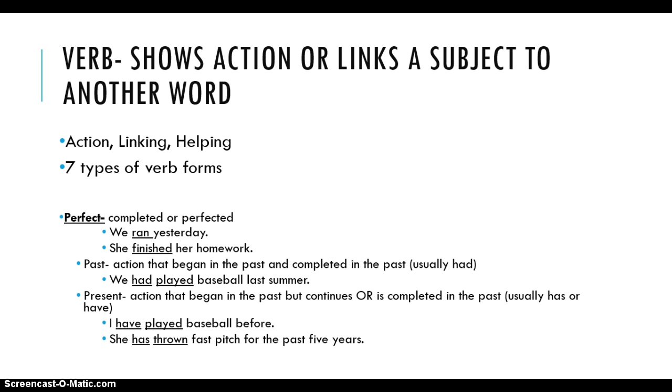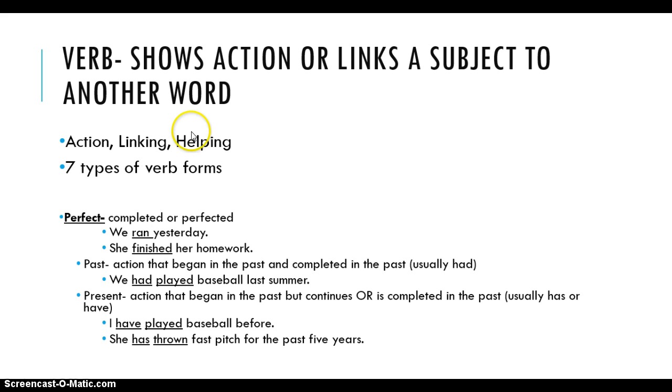And then our verbs are things that show action, so our action words, or that link a subject to another word. We're going to talk about 3 today. The first one is the perfect verb. A perfect verb is an action word that has already been completed.